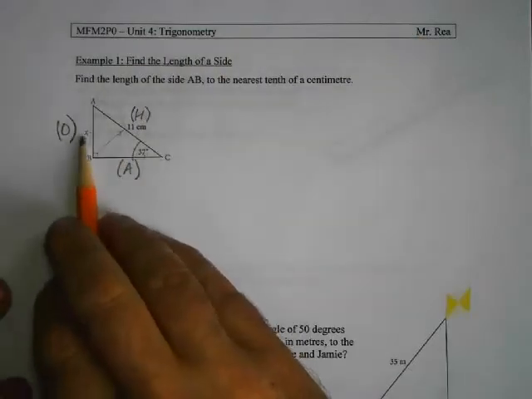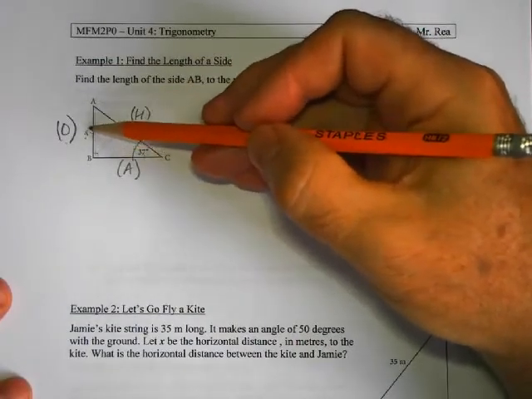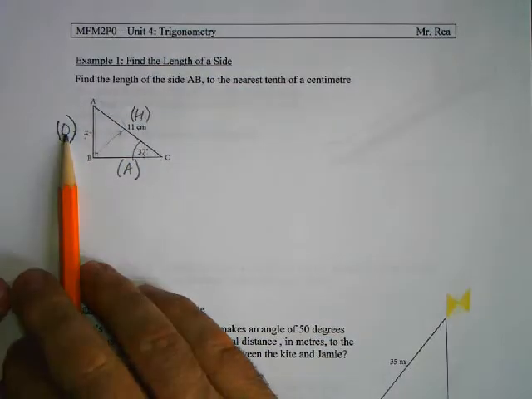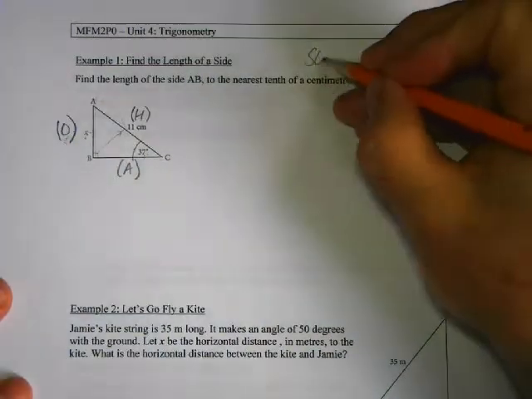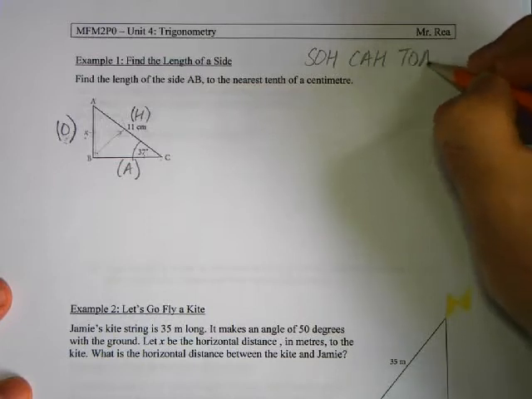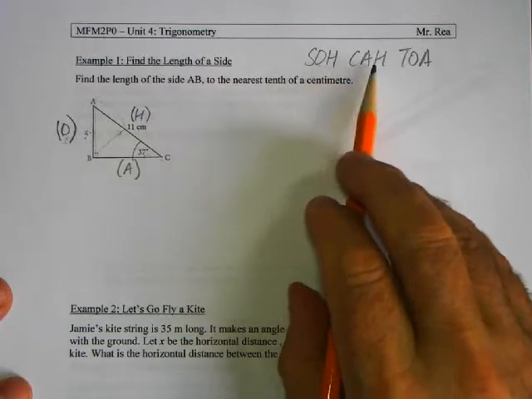They've asked us for this side here, AB. They've labeled it X, but that's the opposite side. So I'm definitely using a ratio that has the opposite side in it. Maybe I'll just write this out again: SOHCAHTOA. I know the ratio is going to have an O, so it could be sine and it could be tan.